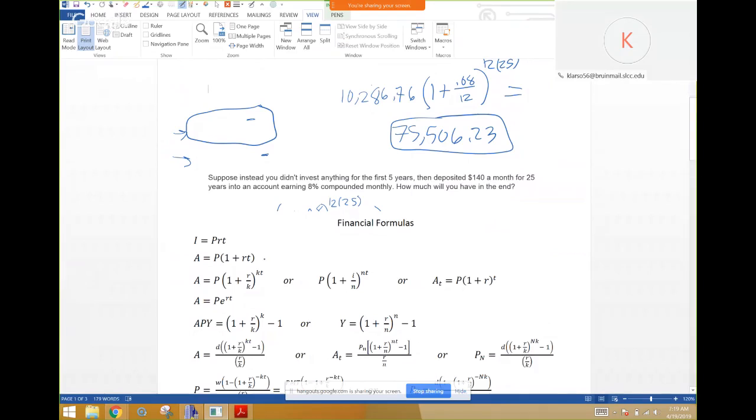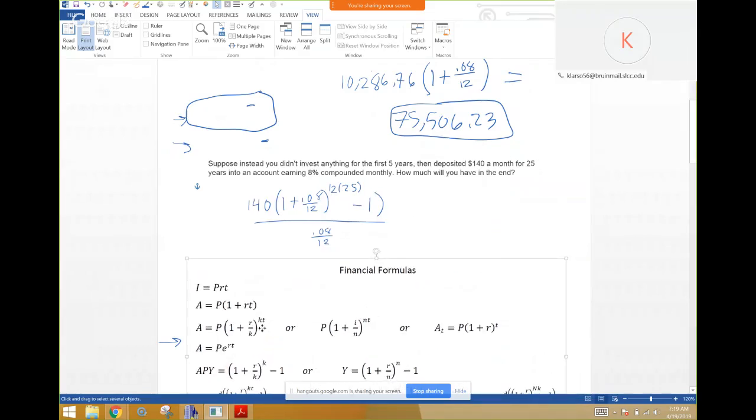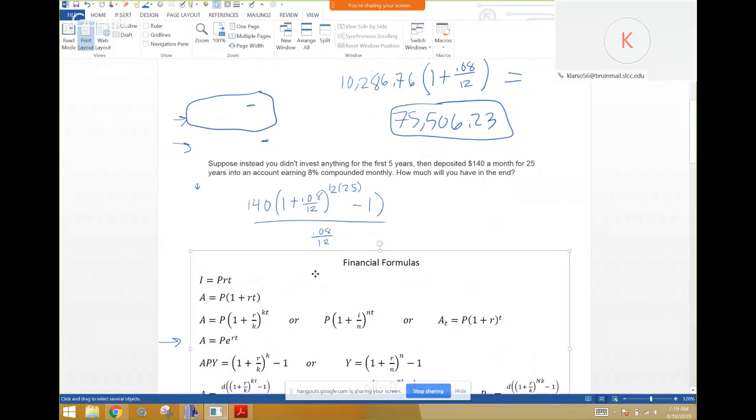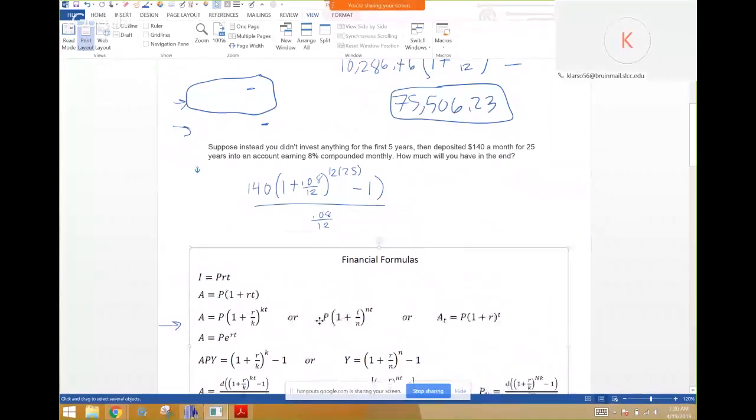So now, again, we're back to a multiple deposits type problem where the account is growing in size. So we're going to use this formula down here again. Let me just move this away. So we're going to do 140 a month, 8% interest, compounded monthly, this time for 25 years, and that's our formula.